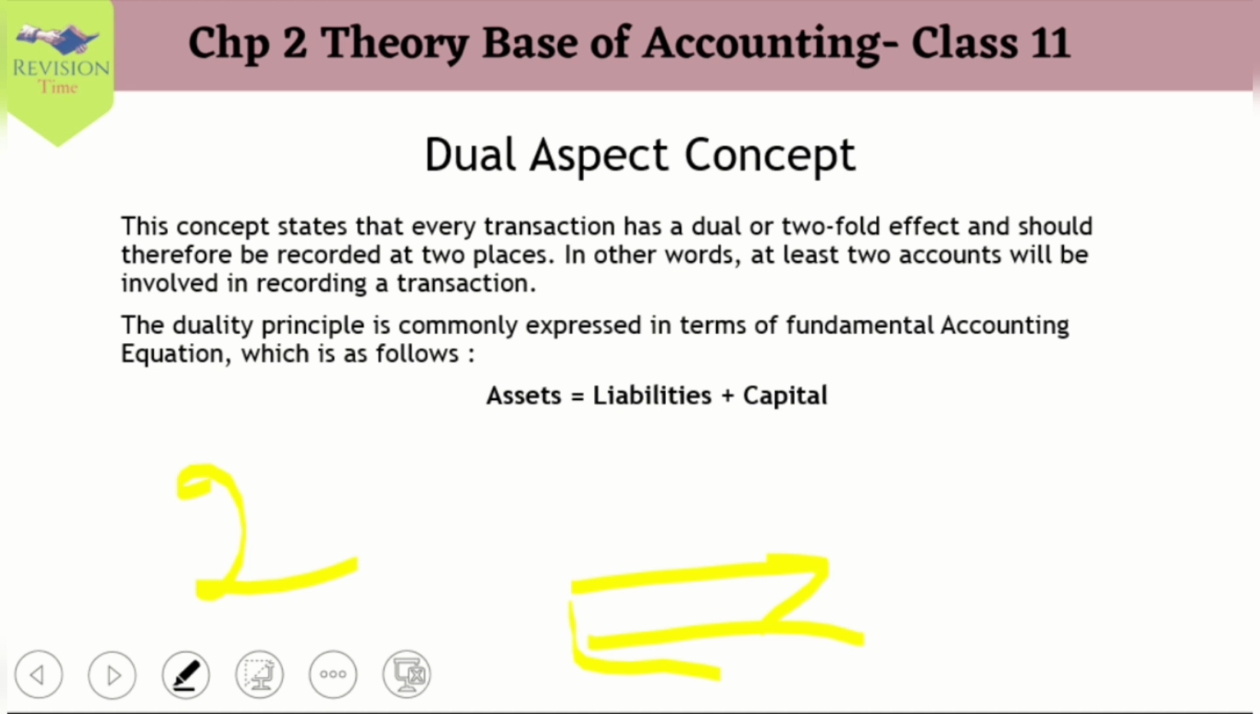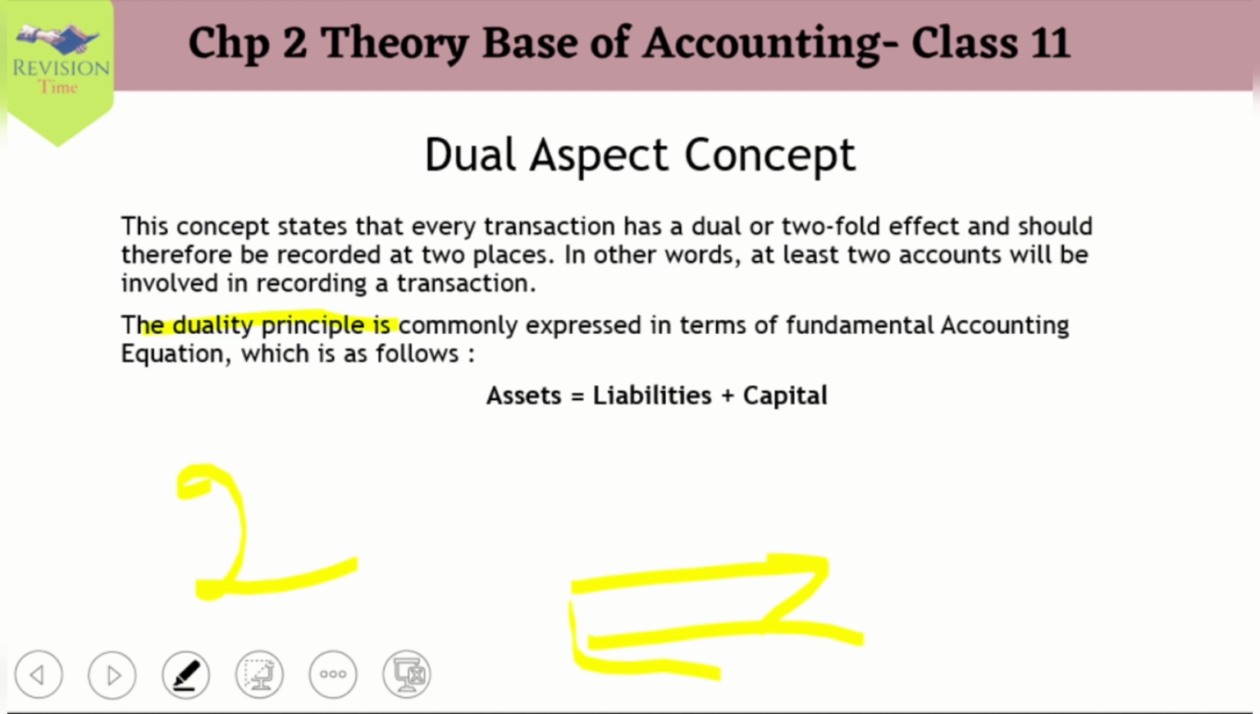Now let us take an example. Purchase machinery for cash for rupees 10,000. You see here, two things come into effect: machinery and cash. You bought machinery, which means there is an increase in your asset. And you bought it for cash, which means there is a decrease in cash in the business. So it affects two accounts. This is known as the duality concept, the duality principle.